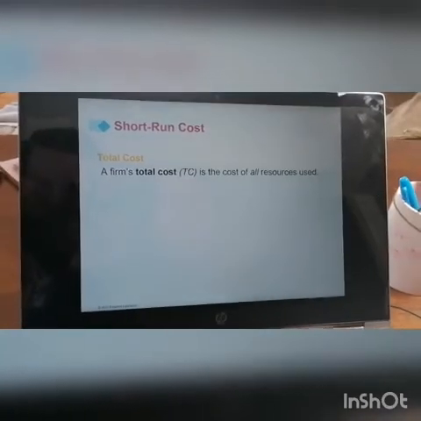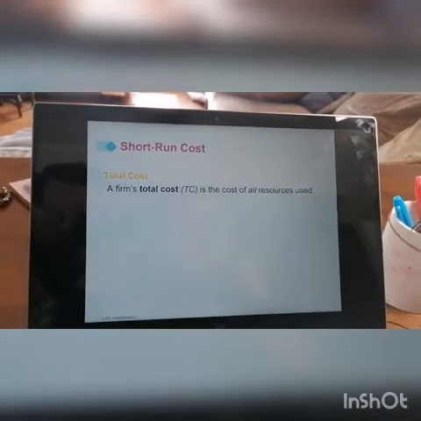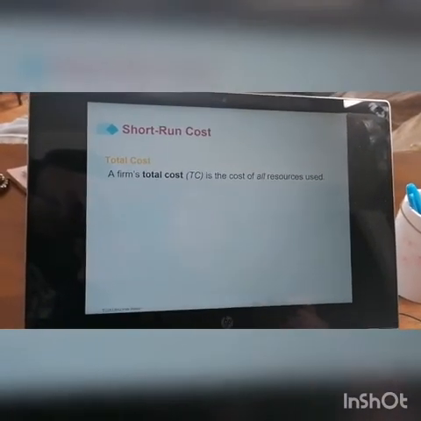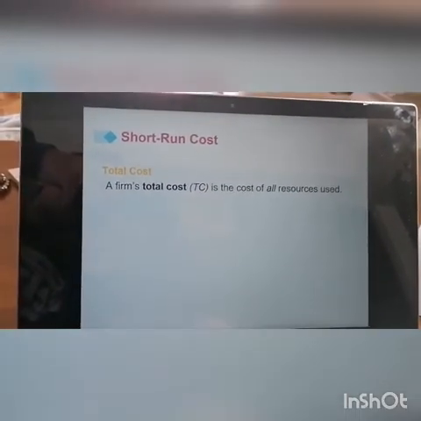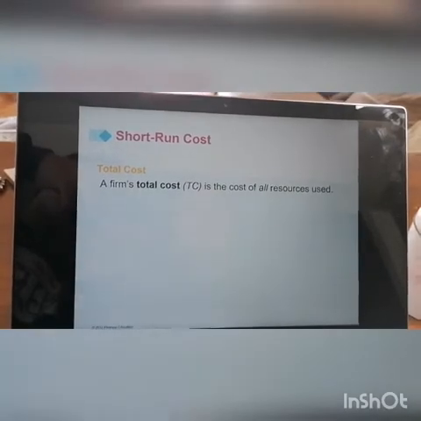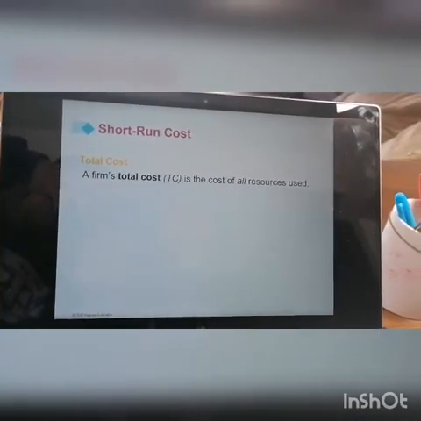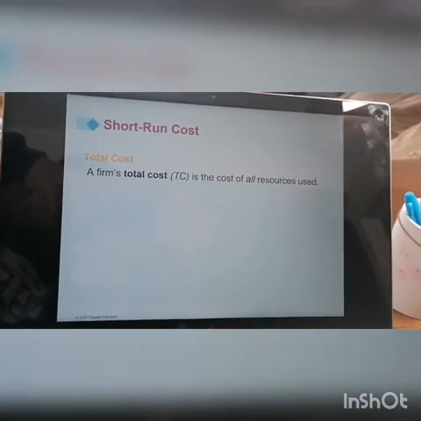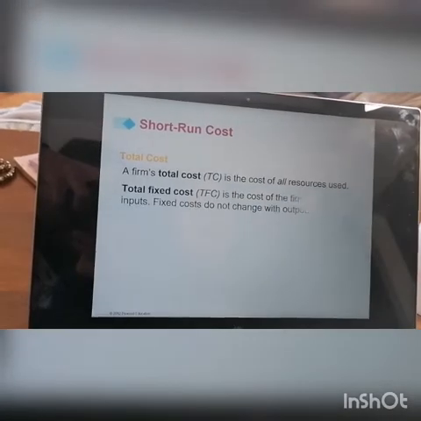The first concept we are going to analyze is the firm's total cost. What is total cost? It's the cost of all resources used. So if you use labor and capital, it's the cost of labor plus capital. If you use labor, capital, and land, or labor, capital, and entrepreneurial skills, then it's the cost of all the resources the firm is using.